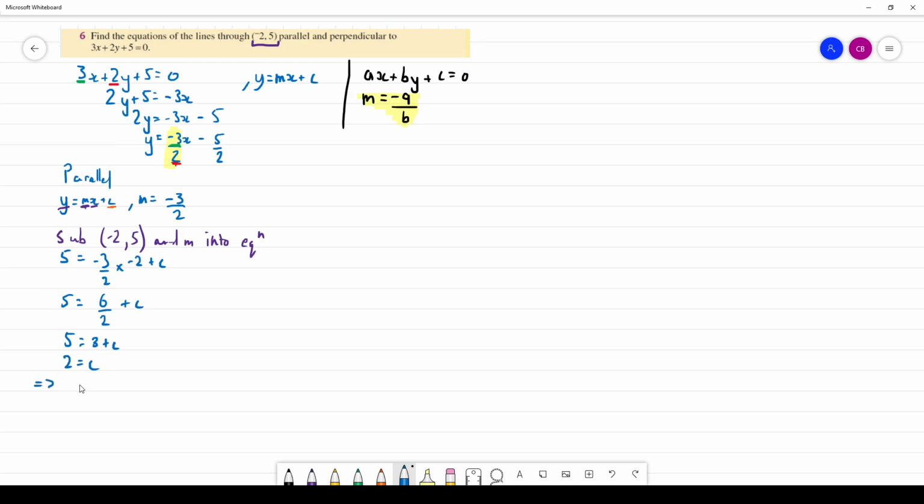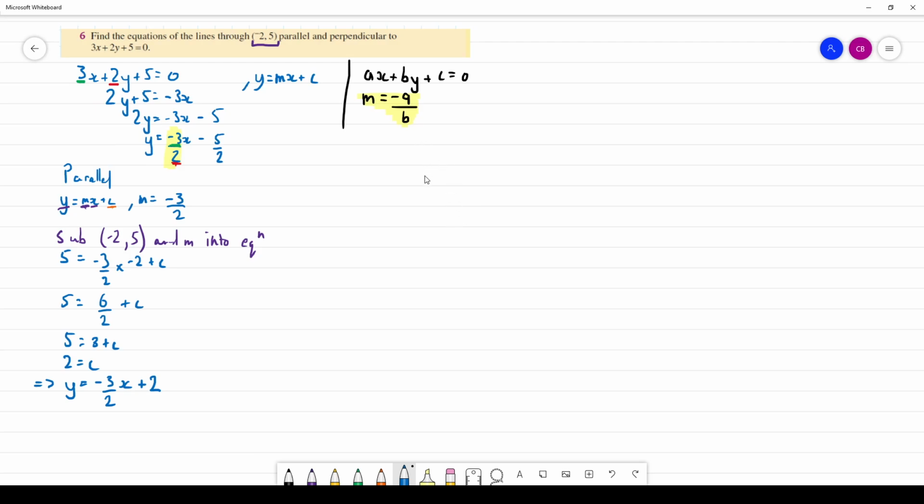Then we can finally state our equation. y = -3/2 x + 2. We just replaced our c with a 2, and we have an equation that is now parallel to our original equation, 3x + 2y + 5 = 0.